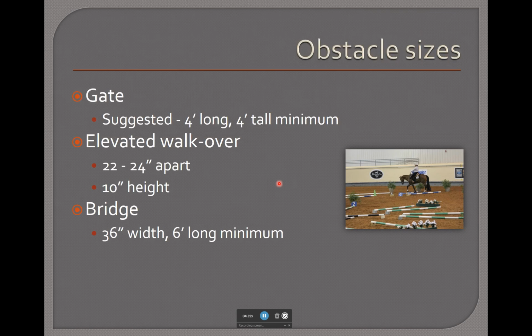Some other things that many of the rule books will have are some suggested sizes, and so a gate is recommended to be 4 foot long and have a minimum height of 10 foot. Different obstacles will be elevated, so a walkover should be at least 22 to 24 inches apart and about 10 inches in height. There's also other dimensions and sizes and distances for if they're elevated on a trot over. Bridges are recommended to be a 36-inch width and at least 6 foot long in minimum. Sometimes now you do find bridges that are not just straight, and so that again is something you need to look at and make sure that it's safe and doable for the horses.